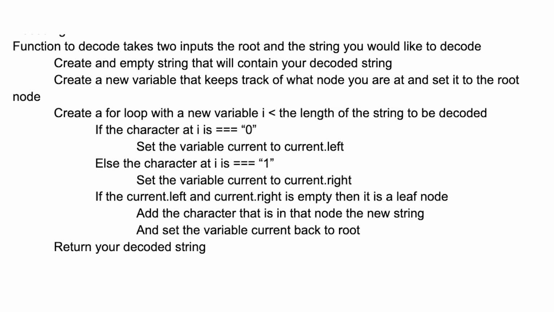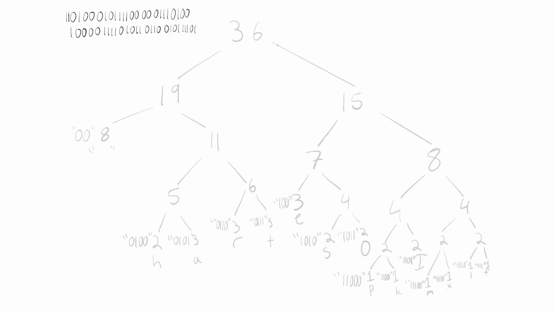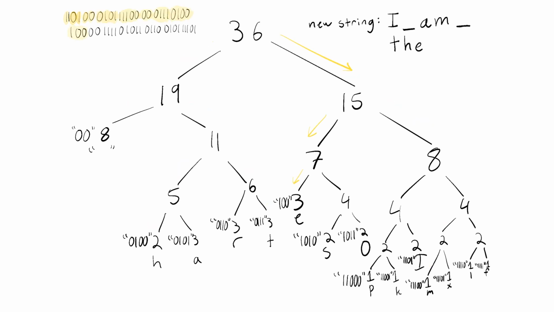Now time for the function to decode the string along with the root as its inputs. In this function, make a new empty string that will have our decoded message and a new variable that is set to our root. We will then loop through each element in the encoded string. If it is a 0, we go to the left branch, and if it is 1, we go to the right branch, and if it's a leaf node, we add that character to our new string and set the current node back to root.